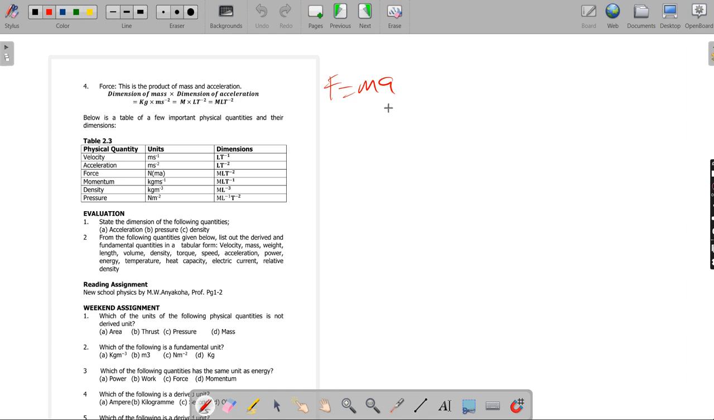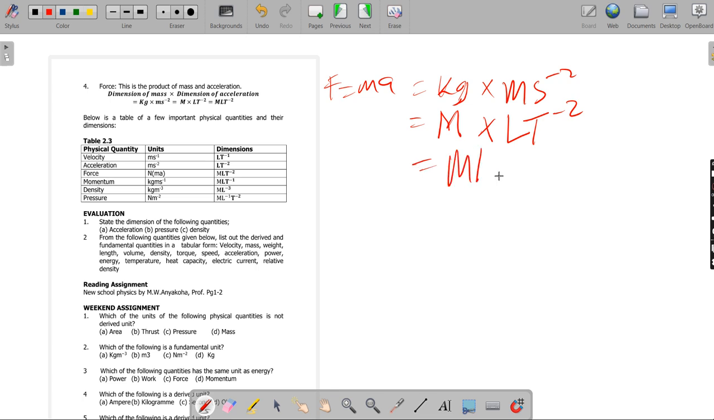And so mass, which is kg, times acceleration, meter per second square. Now, kg is mass and the dimension is M, times the dimension of acceleration, which is LT minus 2. So that now gives us MLT minus 2.